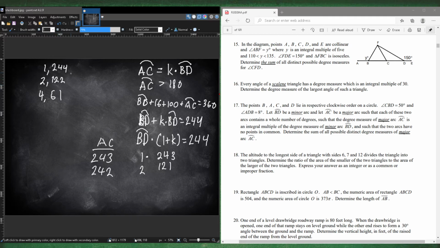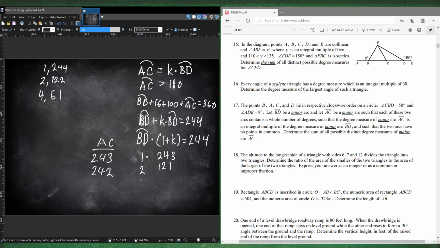And now we have 122 on this side. That means here has to be 2. So 1 plus K equals 2, so K equals 1. So 122 times 1 is equal to our AC, which is 122, which is not possible because it has to be greater than 180. And 122 is less than 180, so that doesn't work.